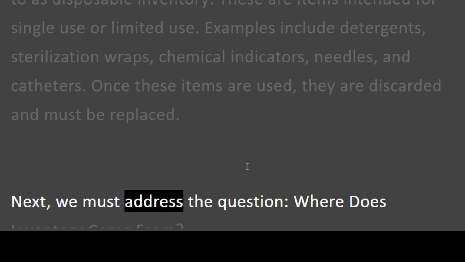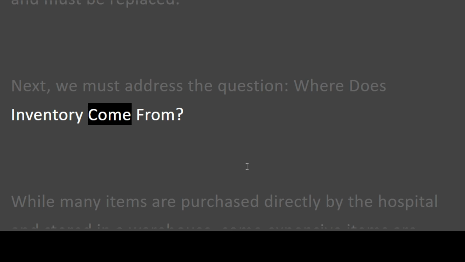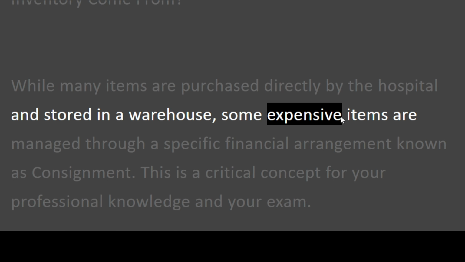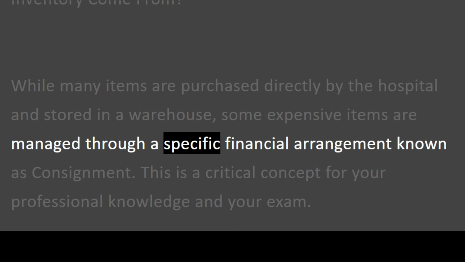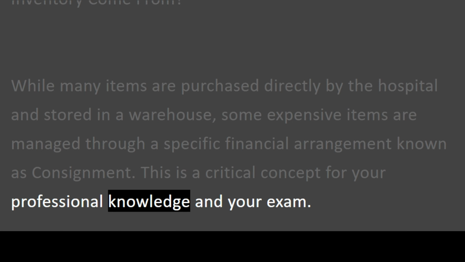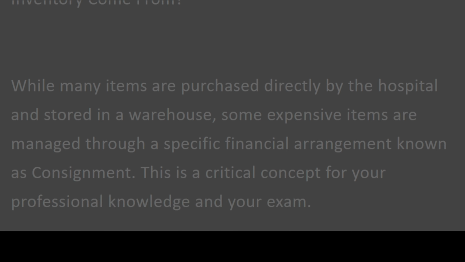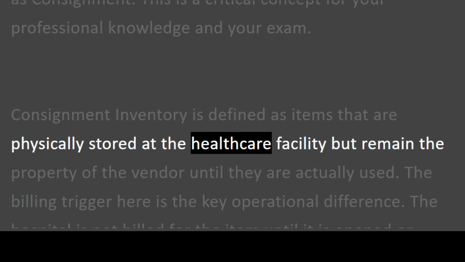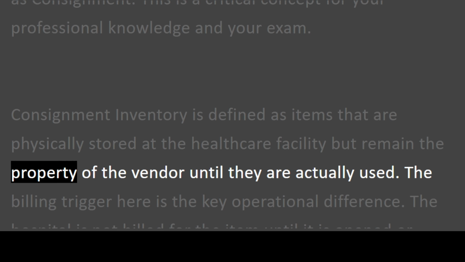Next, we must address the question, where does inventory come from? While many items are purchased directly by the hospital and stored in a warehouse, some expensive items are managed through a specific financial arrangement known as consignment. This is a critical concept for your professional knowledge and your exam. Consignment inventory is defined as items that are physically stored at the healthcare facility but remain the property of the vendor until they are actually used.